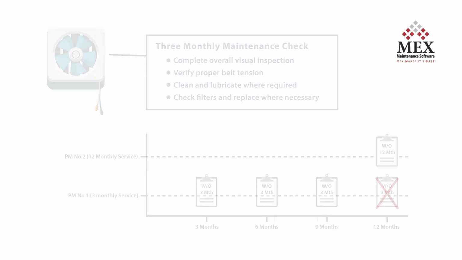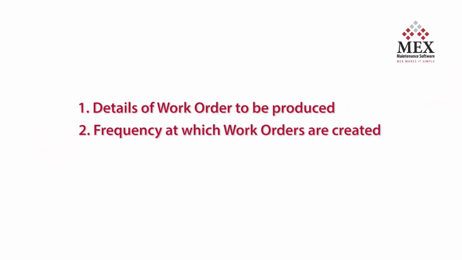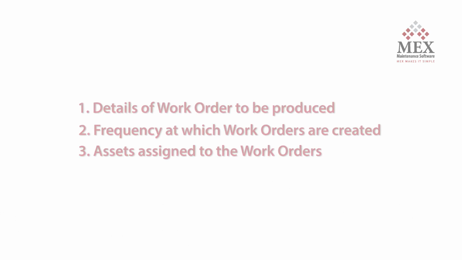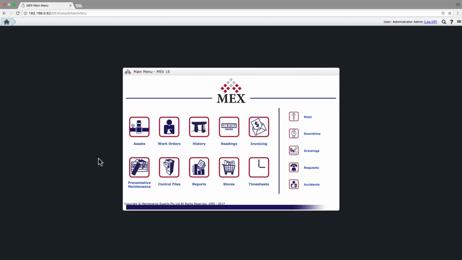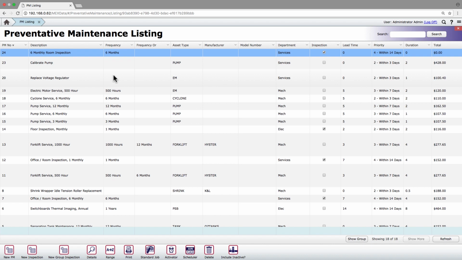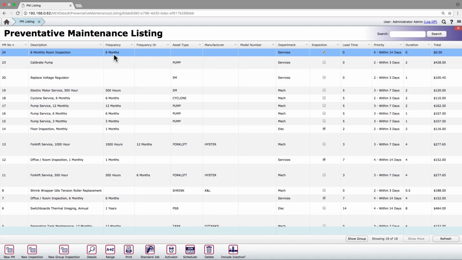When I create a preventative maintenance schedule, I will typically specify the details of the work order to be produced, the frequency at which work orders will be created, and the assets the work orders will be created for. To access the MEX Preventative Maintenance module, I click on the Preventative Maintenance icon in the MEX main menu here. This will open up the Preventative Maintenance listing, which is a list of all the routine maintenance schedules that I currently have defined in the system.